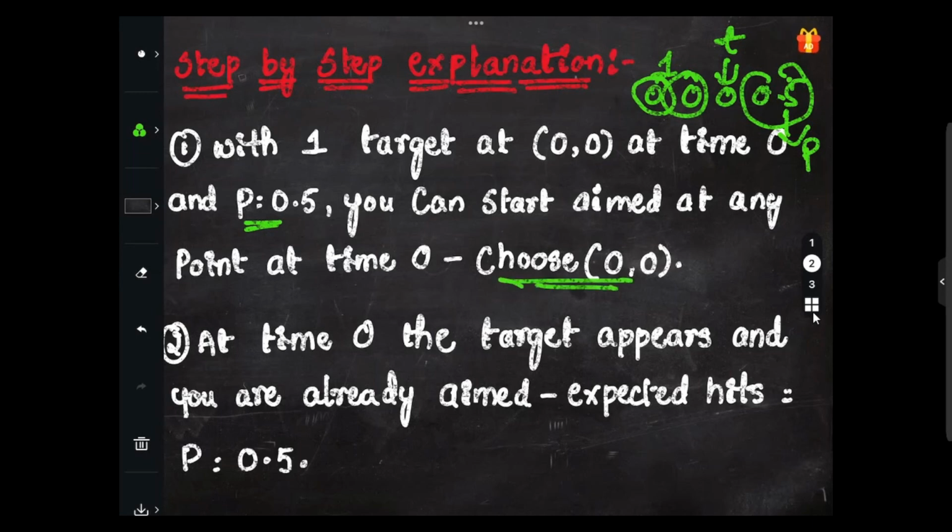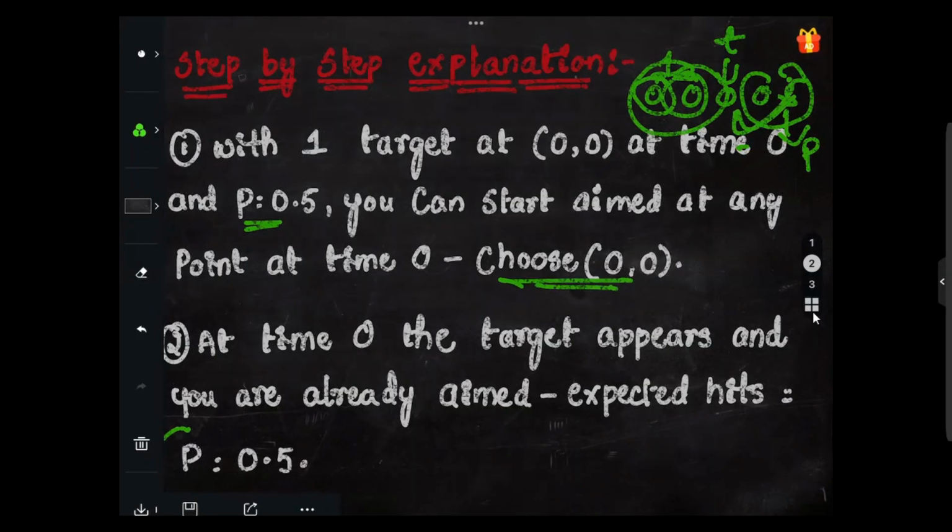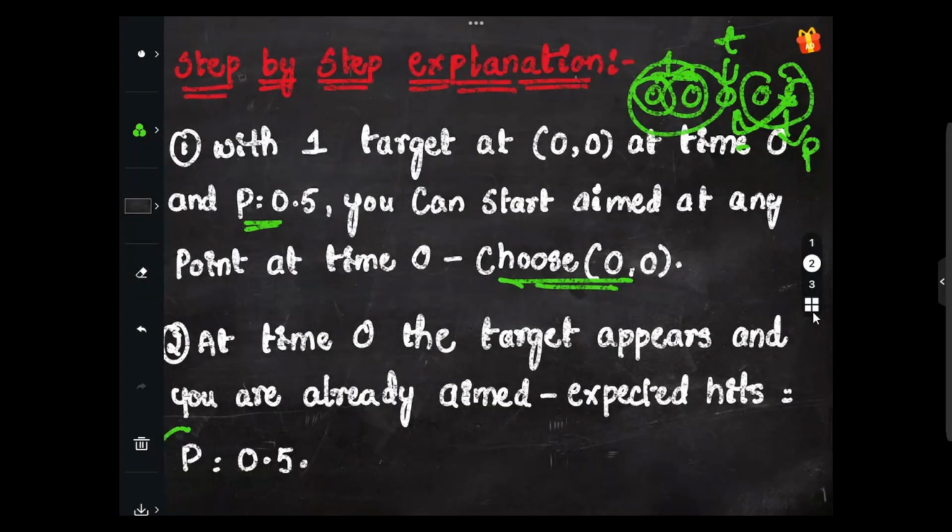They have given in the question itself that we can start aimed at any point at time 0. So first we will choose the first two zeros, the position 0, 0. At time 0 the target appears and we are already aimed. As we are already aimed, the expected hits will be equivalent to p equals 0.5, which has already been given.